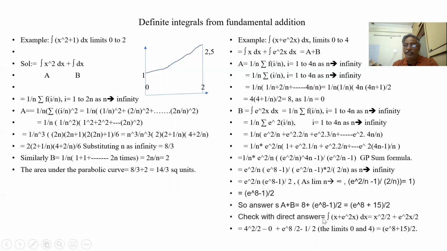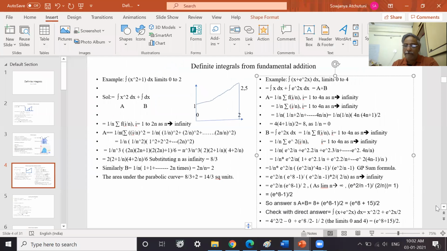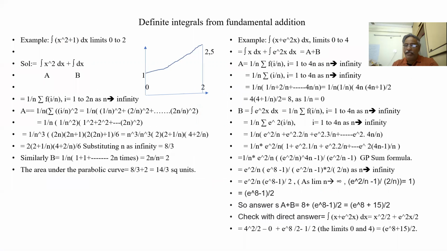Let us do it with direct integration. In place of x plus e to the power of 2x, we get x square by 2 plus e to the power of 2x by 2, and you substitute the limit of 0 to 4. So this is 4 square by 2 minus 0 plus e to the power of 8 by 2 minus e to the power of 0 by 2, which is 1 by 2. So when I simplify it, I am getting e to the power of 8 plus 15 by 2, same as this. So this is my direct integration process.